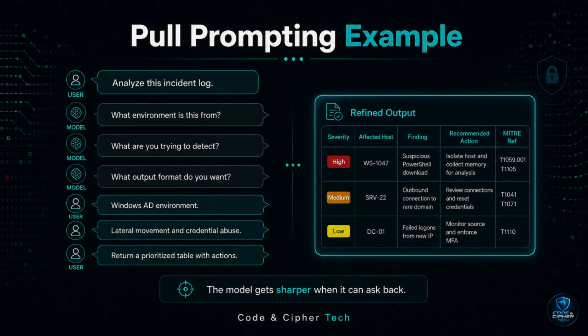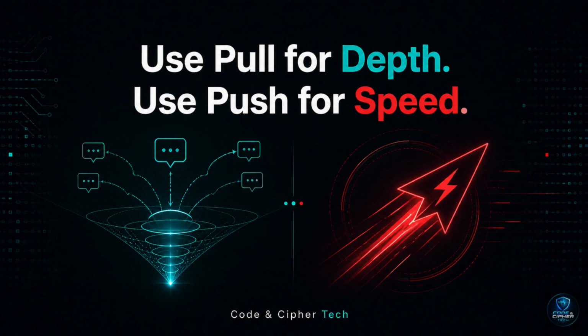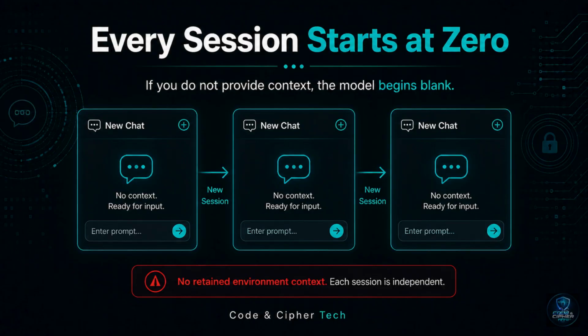Use pull prompting anytime the quality of the output matters more than the speed of the first response. You can utilize it in threat analysis, incident investigation, policy development, architectural review. These are examples of pull prompting use cases. Use push prompting for speed, use pull prompting for depth. Know which one the task requires.